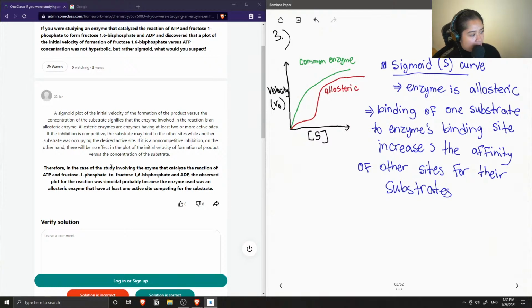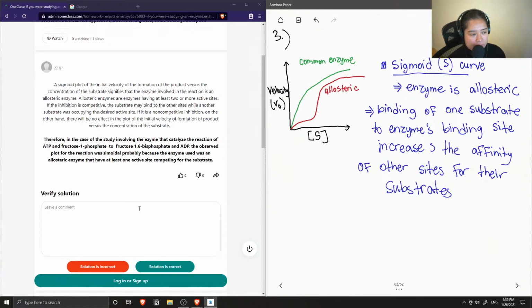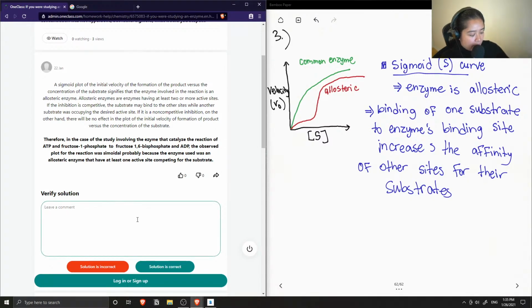Therefore, in the case of the study involving the enzyme that catalyzed the reaction of ATP and fructose 1-phosphate to fructose 1,6-bisphosphate and ADP, the observed plot for the reaction was sigmoidal, probably because the enzyme used was an allosteric enzyme that has at least one active site competing for the substrate. Yep, so this solution is correct. I'll also add what I wrote as well.